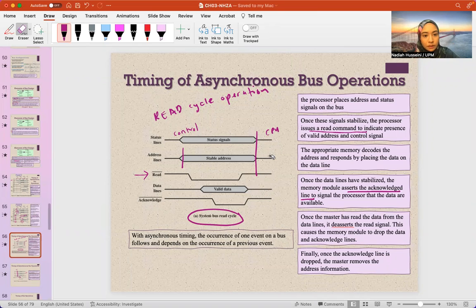Okay, I need to clarify this. When you put in the data, it's not to say that the data keeps on increasing. This indicates the time that it is present in the line.